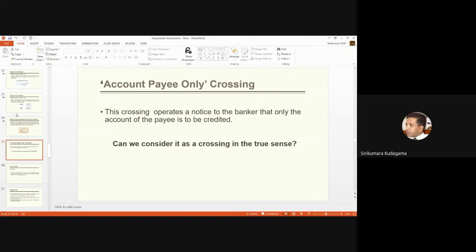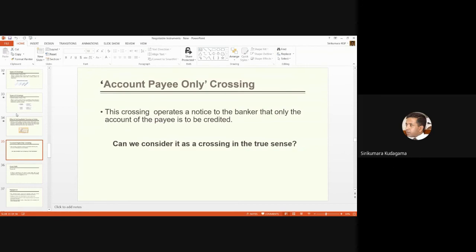That's correct. The check cannot be encashed at the counter. Yeah, that is there in the case of any crossing. But the special effect of these words, "account payee only", what is it? That the funds need to be paid into an account in the name of that particular payee. Exactly. That particular payee's account has to be the account to which the funds are collected.